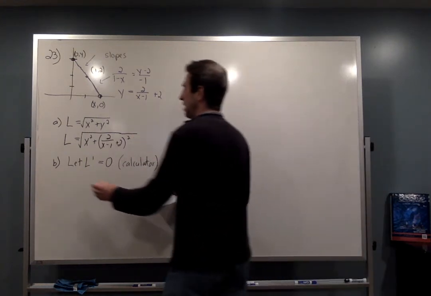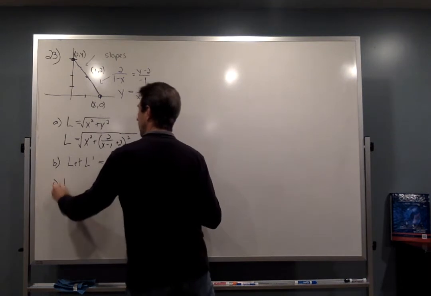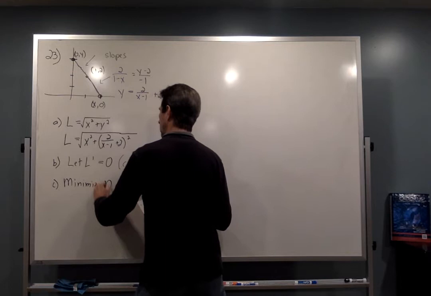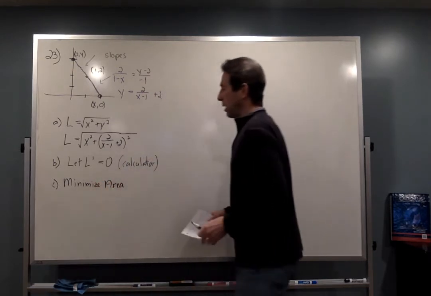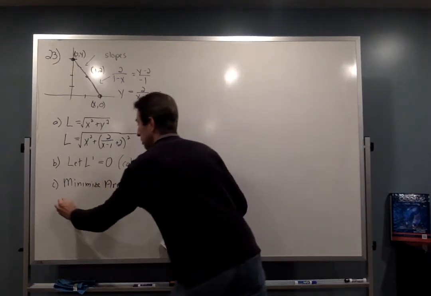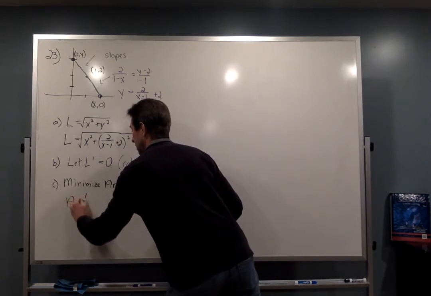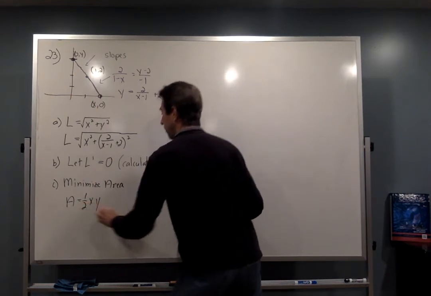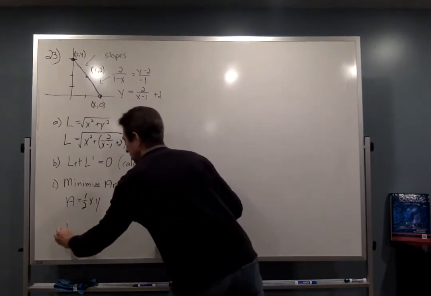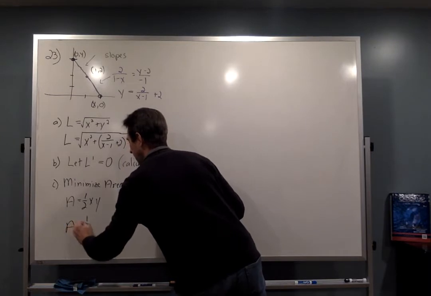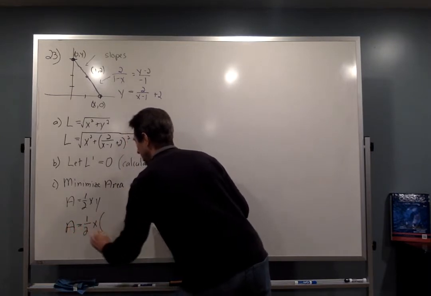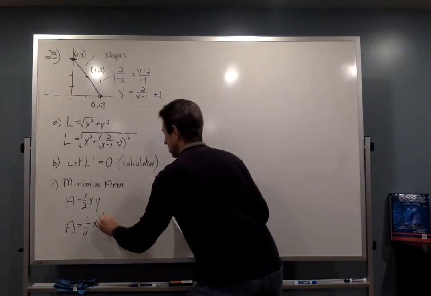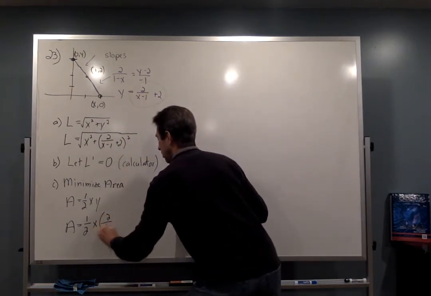For part C, we want to minimize the area. Well, again, we start with an area formula, which we know is 1/2 base times height. But the base of this triangle is x, the height is y. So before you know it, you end up with the area to be 1/2 the base, which again is x, times the height, and the height is that y value, which would come back to this: 2 over (x minus 1), plus 2.